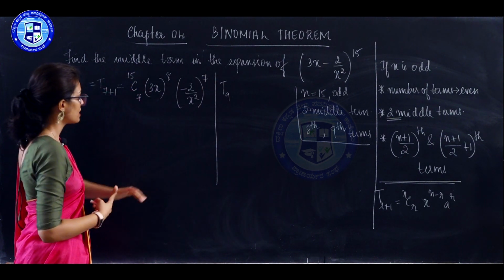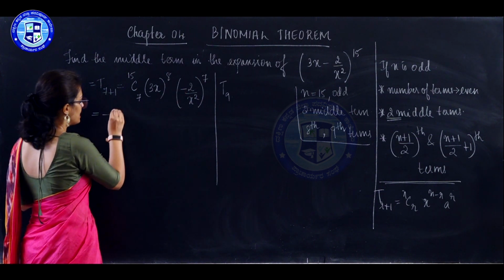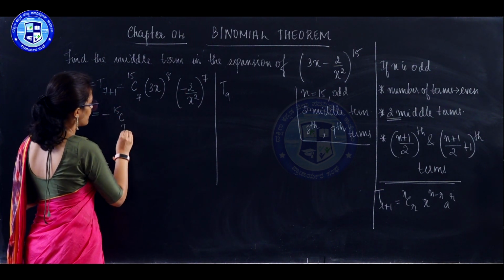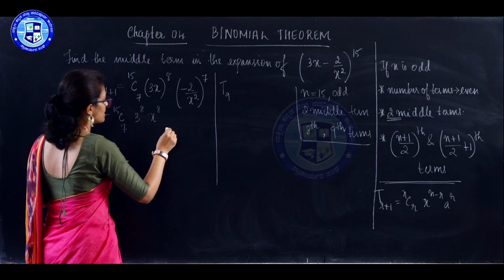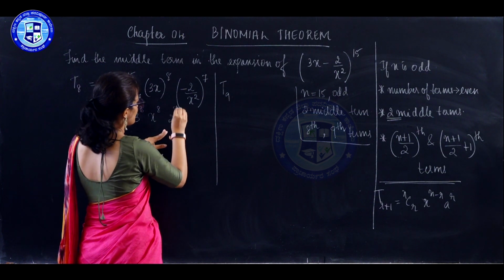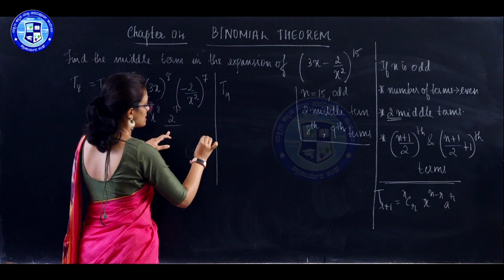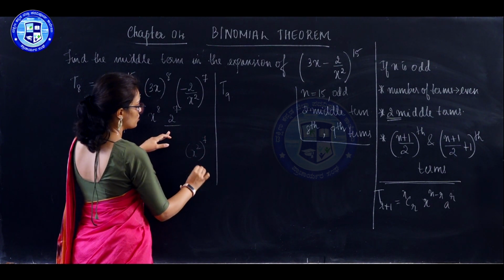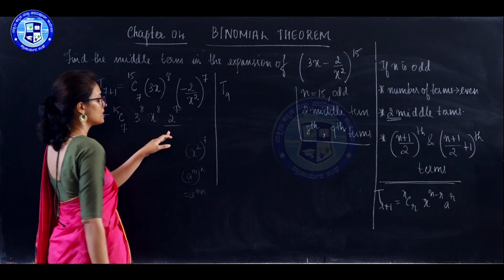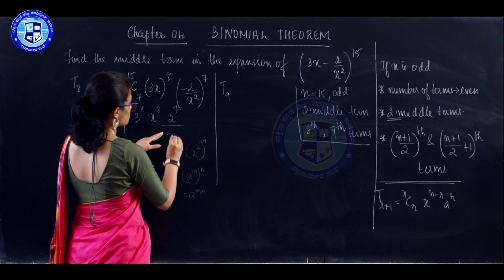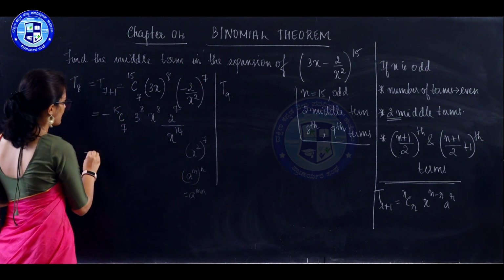Okay. Now this is the odd power, so the minus sign will remain. So this will be minus 15C7. This is 3 to the power 8, x to the power 8. Here we have 2 to the power 7 divided by, this is of the form x square to the power 7. So a power m to the power n can be written as a to the power m into n, correct? So we can write this as x to the power 2 into 7, that is 14. Okay. So let us cancel out the terms.